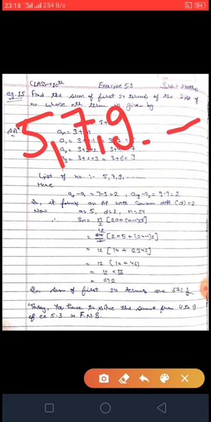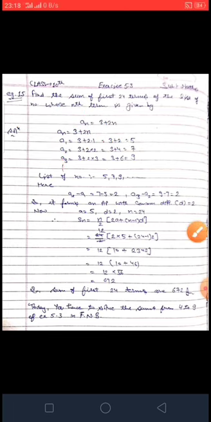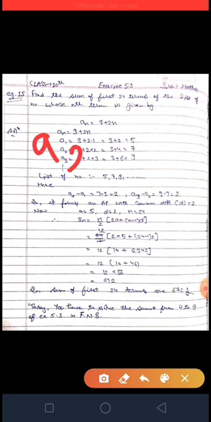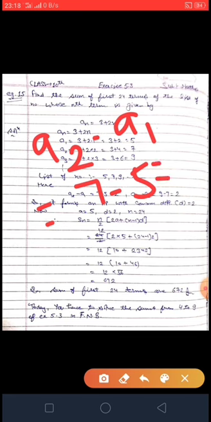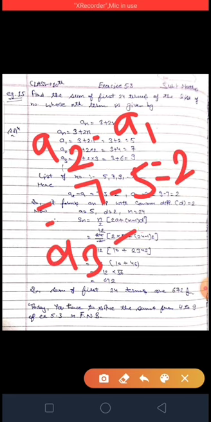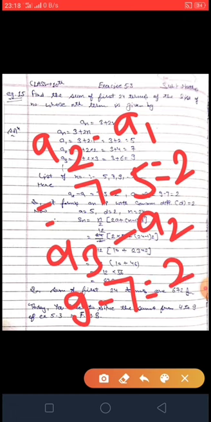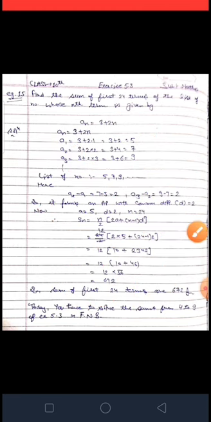First we have to check whether this list of numbers forms an AP or not. For finding that, we have to find the common difference between two consecutive terms. Clear? Now to check, A2 minus A1, that is 7 minus 5, that is 2, and A3 minus A2, that is 9 minus 7, equal to 2. It means the common difference is the same, so the given list of numbers forms an AP with common difference 2.